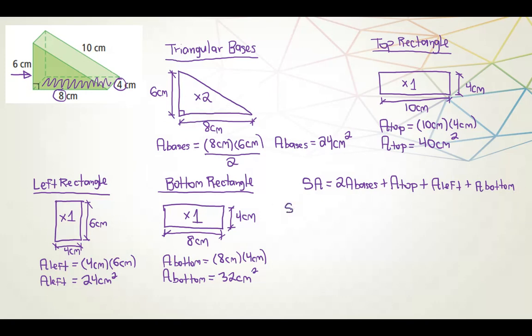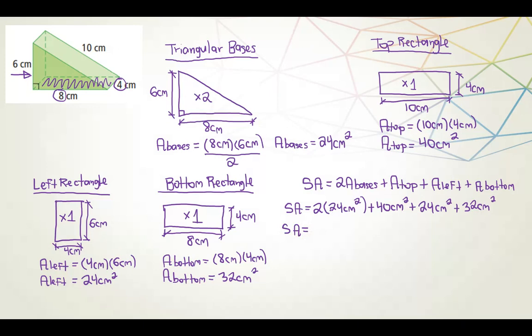All right, so let's start plugging numbers in now. So this is 2 times the area of a single base, which is 24 square centimeters, plus the area of the top, which is 40 centimeters squared, plus the area of the left rectangle, 24 centimeters squared, plus the area of the bottom, 32 centimeters squared. Okay, let's clean this up a little bit.